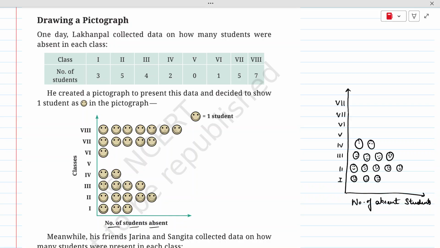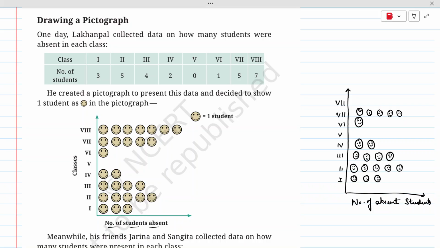1 and 2. Okay. And class 5, nobody was absent. So no data, nothing. Class 6, we will make 1 smiley. That means 1 student was absent. Class 7th, 5 students were absent. 1, 2, 3, 4, and 5. So here we are making 5 smileys.